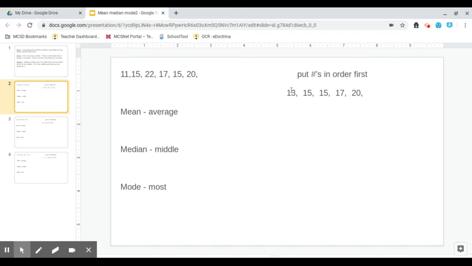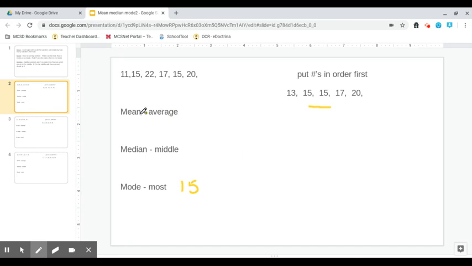So here's my number set: 11, 13, 15, 15, 17, and 20. First thing I always want to do is put my numbers in order. So based on this, it's obvious we have a mode. If we look, a couple of 15s. So our mode is 15. The mode's usually the easiest one to find.